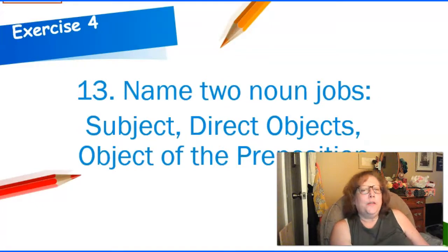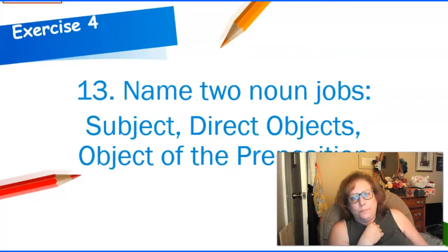So hopefully you figured out that there's always going to be a subject noun in any sentence. So when we write SN, that's subject noun. It's a job that the noun is doing. Direct objects are also nouns. An object of the preposition, which we just talked about the other day but haven't talked about a lot, is another noun job. We'll actually talk about it a lot more throughout the year. But those are two noun jobs, or I put three, but you can write any of those. So hit pause and write down the two that you want.